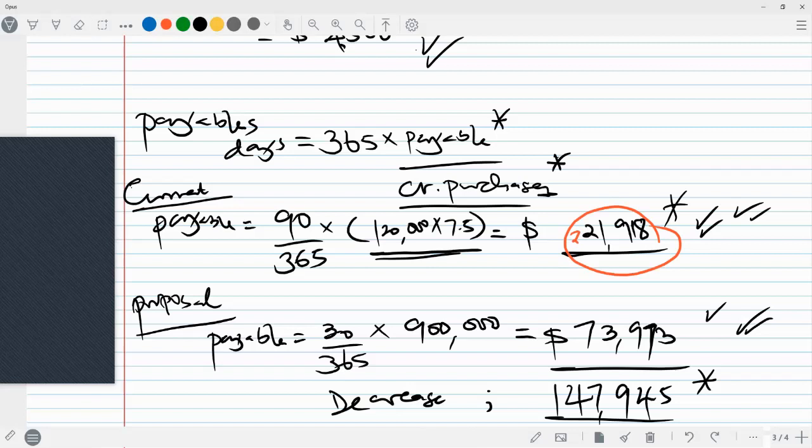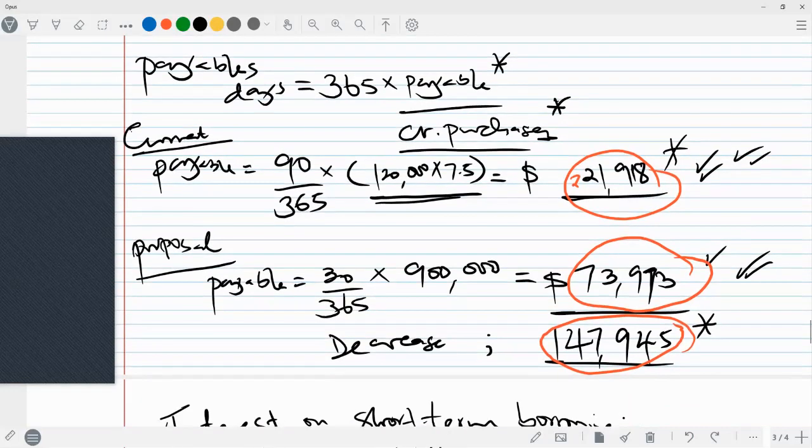If we accept the proposal from the supplier, how much worth of goods are you going to have from them? 73,973. Which means the amount of goods they give you on credit has decreased from 221,918 to 73,973. What's the decrease? 147,945.